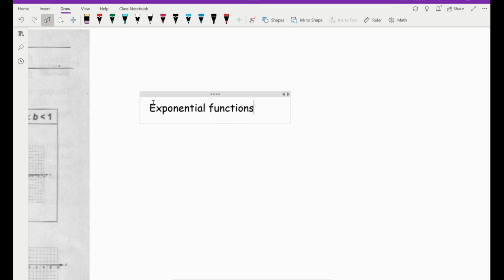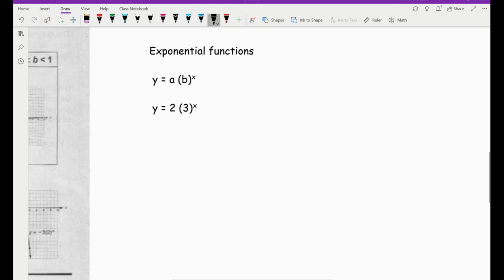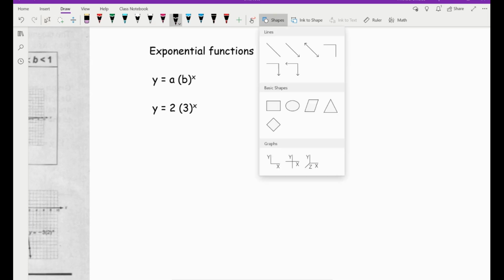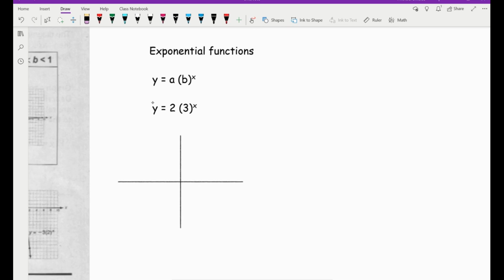Now, exponential functions follow this general format, y equals a times b raised to the x. Let me give you an example here. It could be y equals perhaps 2 times 3 raised to the x. And the graph would look something like this.